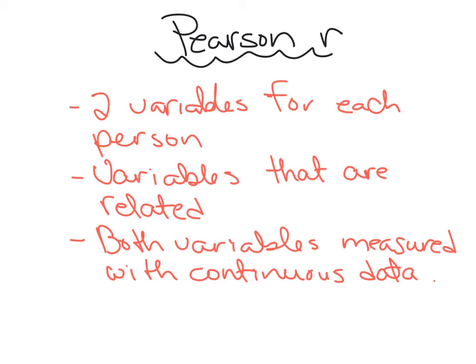With ANOVA, it's the one, or with Pearson r, are we looking at two different variables instead of two conditions? And could those variables be related? And are the data for both the variables measured with continuous data, either interval or ratio data?